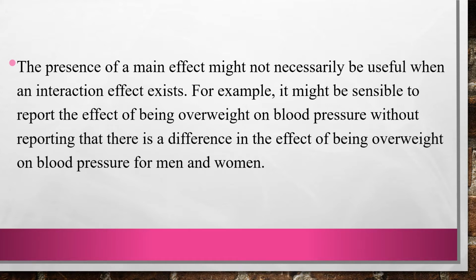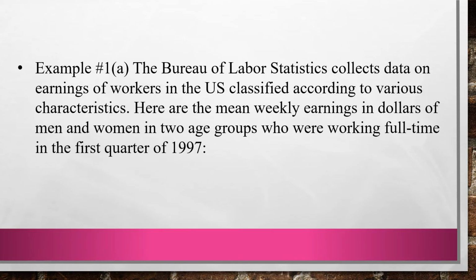There are many types of interaction which can often be seen from patterns in graphs. We will study some types of examples in the following. Example number one: the Bureau of Labor Statistics collects data on earnings of workers in the U.S. classified according to various characteristics. Here are the mean weekly earnings in dollars of men and women in two age groups who were working full-time in the first quarter of 1997.